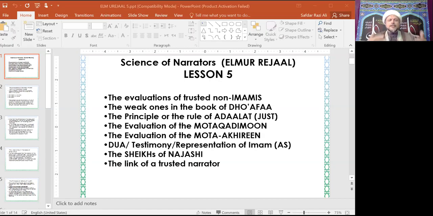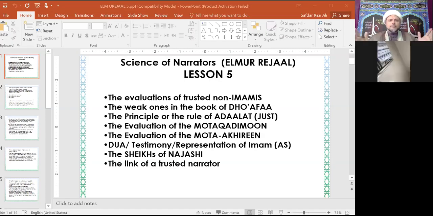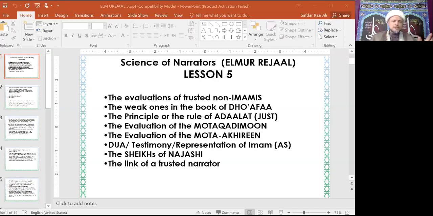And then the other section of principles is when there are two rijalis. One rijali says A, another rijali says B. How will we solve the conflict? So another section is resolving the conflicts. If there are conflicts between two ulama al-rijal, how can we resolve the conflict between them? So basically this is what is left from this course.